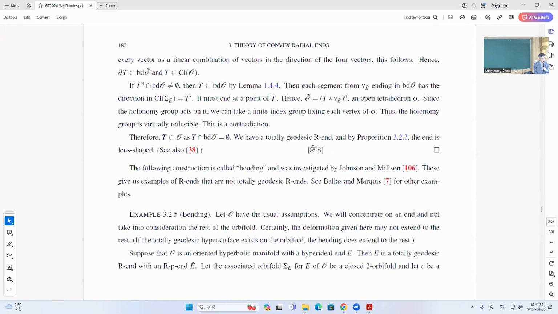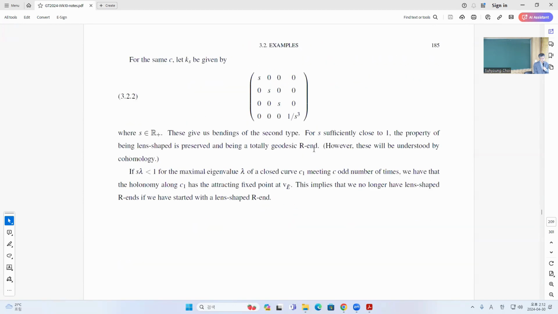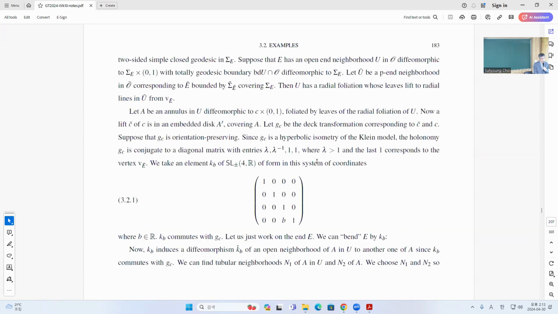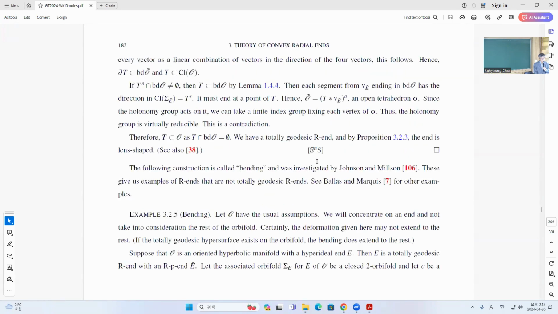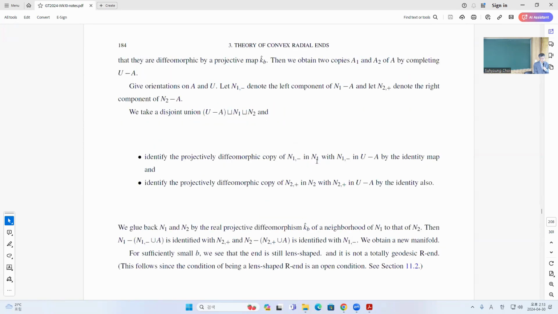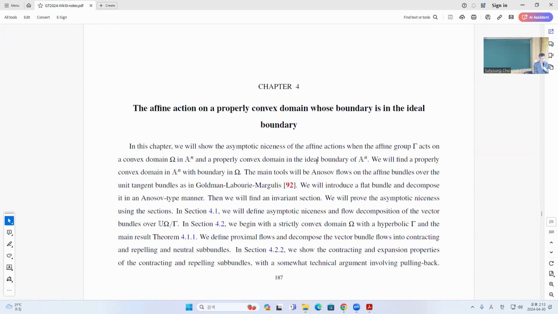So these are all going to be lens shaped because we will be able to use some bending results, I mean the stability results for small t's and so on. Okay.